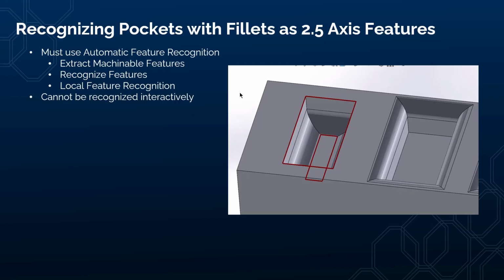This one always frustrates students because when they first use CAMWorks, they think that pockets with fillets cannot be recognized as 2.5 axis features. They believe they have to define them as multi-surface features. Well, you can actually do both if the pocket simply has a top or bottom fillet. In order to recognize a pocket with a top or bottom fillet as a 2.5 axis feature, you must use automatic feature recognition, specifically local feature recognition. They cannot be recognized interactively. Let's take a look at an example.